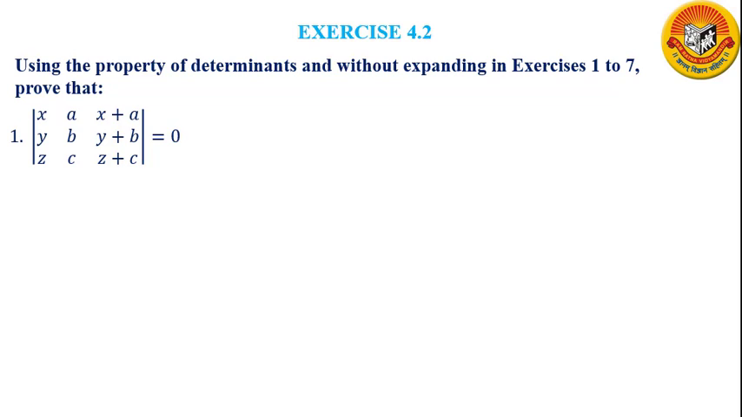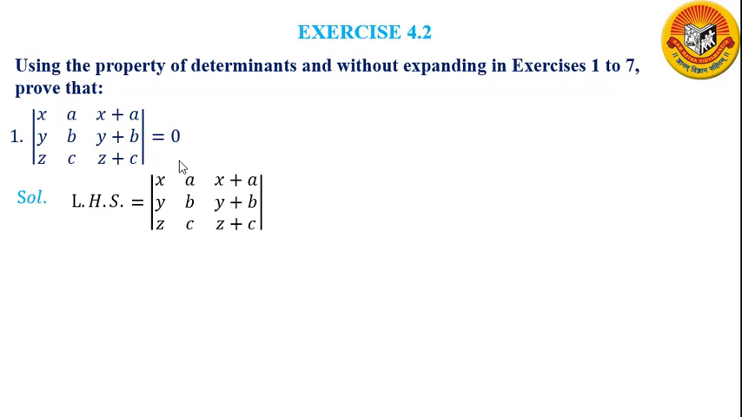Now the first problem, exercise 4.2. You are given the determinant with rows x, a, x plus a; y, b, y plus b; and z, c, z plus c, equal to 0. This we have to prove. Now, they have said to use the properties of determinants. In case you solve this problem by the usual method you learned in exercise 4.1, you will not get any marks, because here you have to apply the properties. So let us start with how we can apply the property.